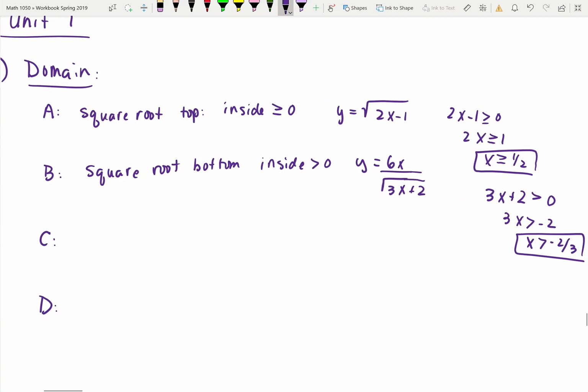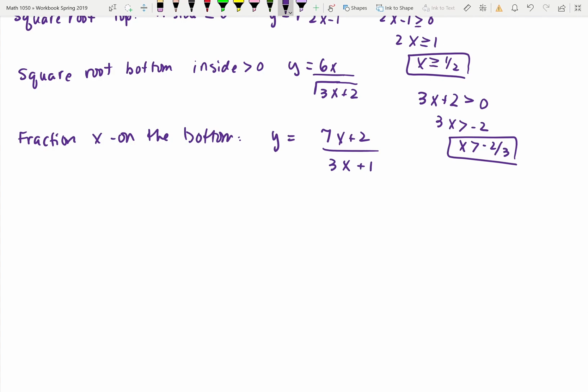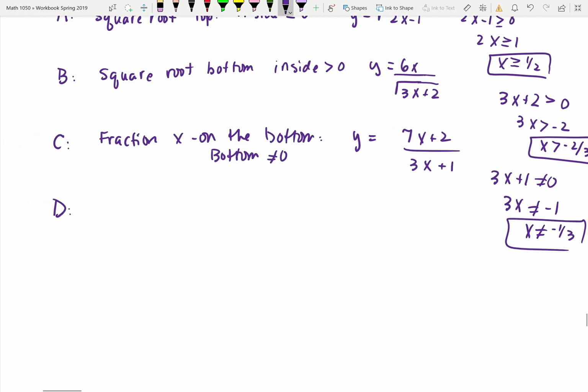If you have a fraction with an x on the bottom, for example, y equals 7x plus 2 over 3x plus 1, well, you guys know you can't have a 0 on the bottom. So you just say the bottom cannot be 0. You take that 3x plus 1 and state that it can't be 0. 3x cannot be negative 1, so x cannot be negative 1/3. That's it. I think you guys are pretty good at that one.